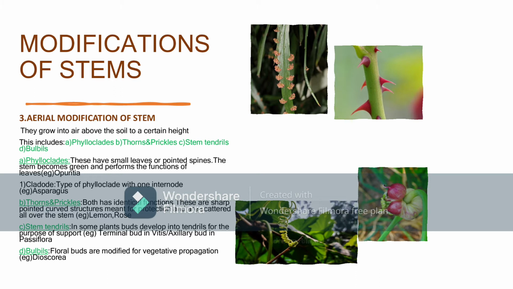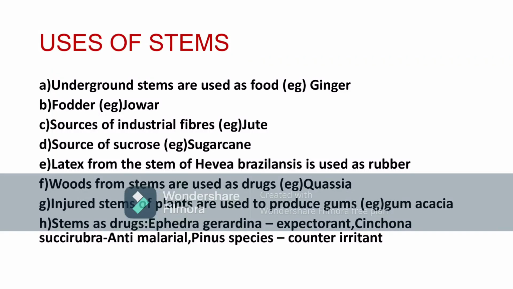Bulbils: floral buds are modified for vegetative propagation. Example: Dioscorea, Agave. Finally, uses of stems. Underground stems are used as food, in the case of ginger; as fodder, example Java; as sources of industrial fibers, example jute; as a source of sucrose, in the case of sugarcane.